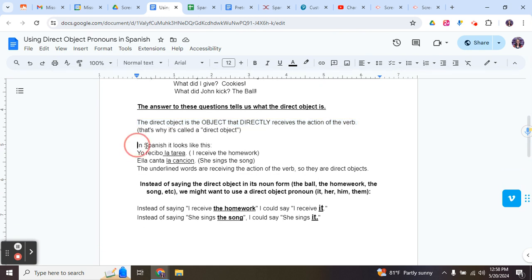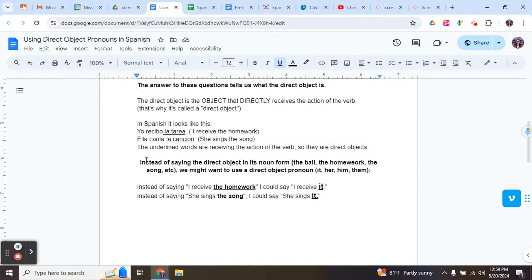So if we look at these kind of sentences in Spanish, we will see yo recibo, which means I receive, la tarea, which means the homework. So we can see that homework is feminine and singular, can't we? Okay, so let's start there. Ella canta, she sings, la canción, the song. We can see that la canción is feminine and singular. So we have to pay attention, right? We see that the underlined words are the direct objects. We know that because we can say she sings. What does she sing? The song. I receive. What do I receive? The homework. And so those are the things directly receiving the action of the verb.